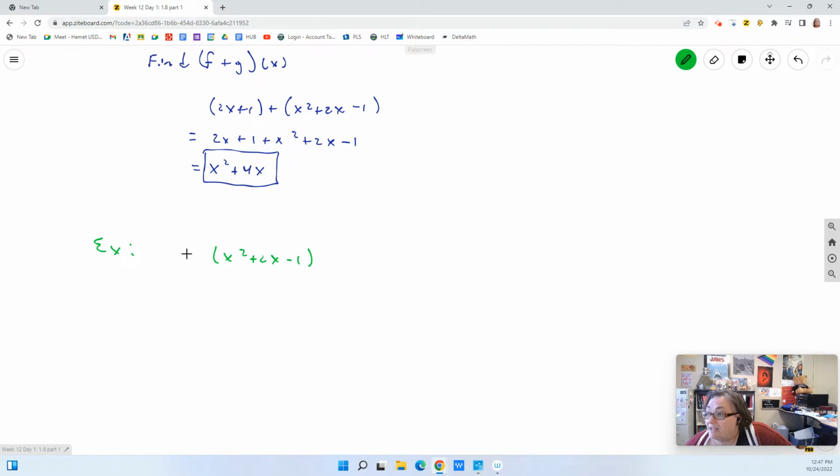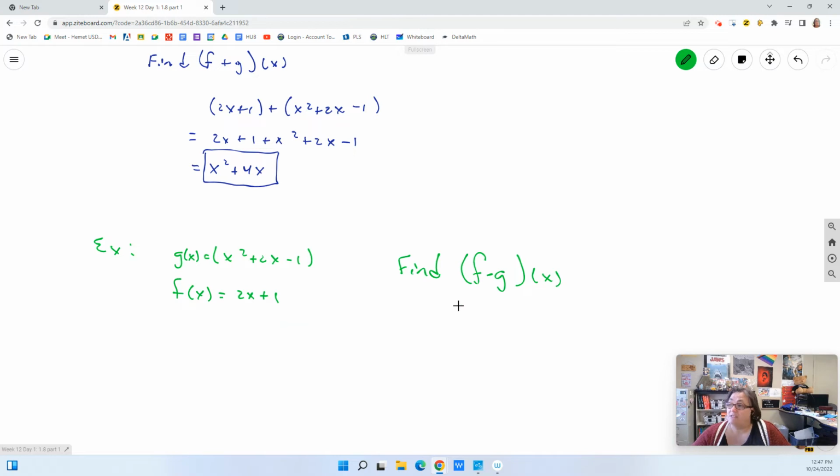So this is my g of x, right? My g of x equals x squared plus 2x minus 1. My f of x, what did it equal? It equals 2x plus 1. And we want to find f minus g of x.